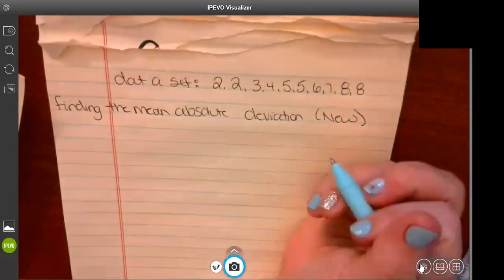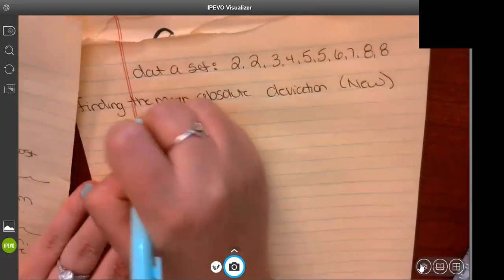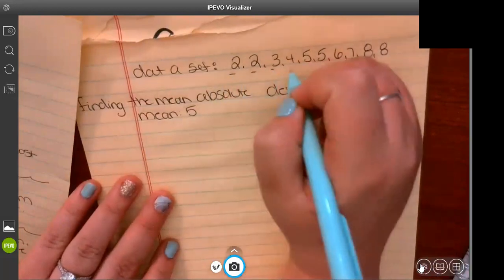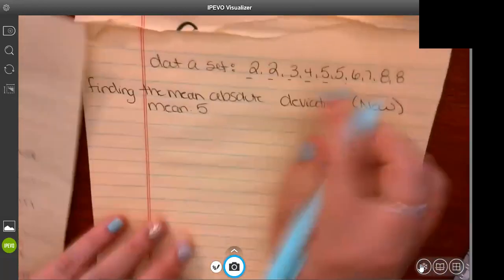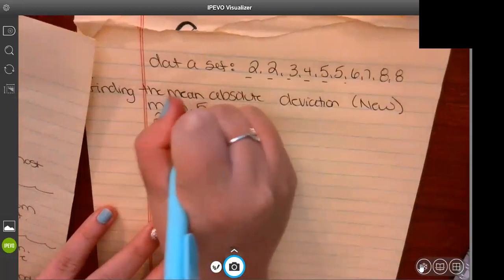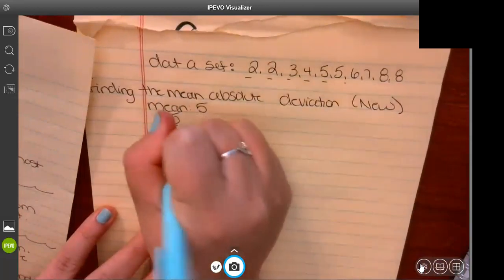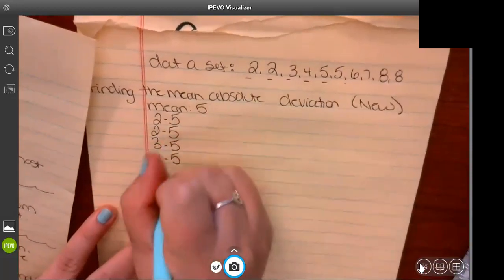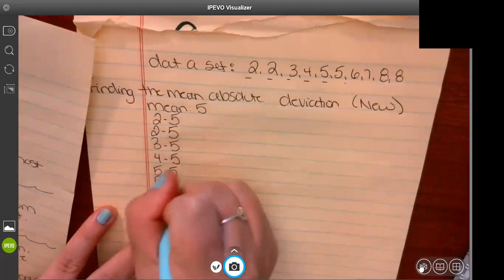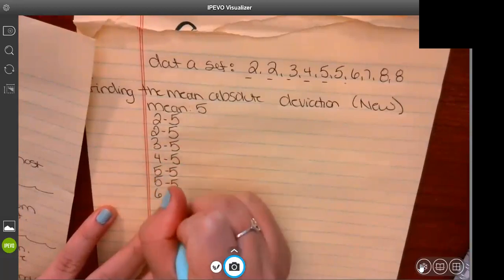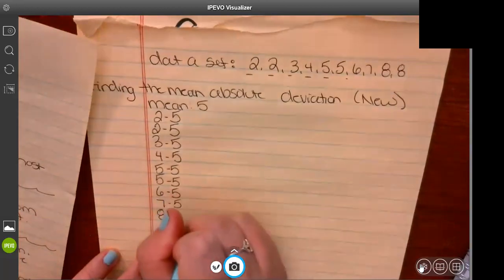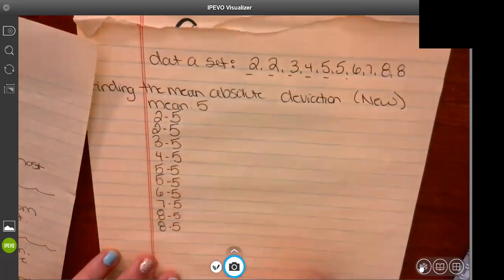So I quickly rewrote the data set for this problem. We know that the mean is 5. So we're going to take each one of these numbers and we're going to subtract 5 from it. So we're going to say 2 minus 5, 2 minus 5, 3 minus 5, 4 minus 5, 5 minus 5, 5 minus 5, 6 minus 5, 7 minus 5, 8 minus 5, 8 minus 5.